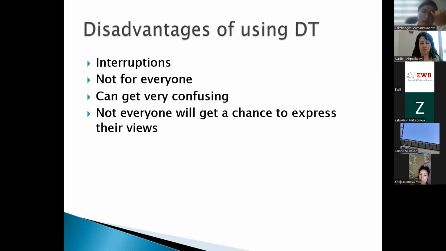Of course, we can see disadvantages of using discussion technique. Interruptions. Yes, they are more energetic and they want to express their ideas, and they can interrupt, even argue with each other. It is inevitable during the discussion process that students want to speak more and they do not let each other speak or they interrupt them. And it is one disadvantage, not for everyone.